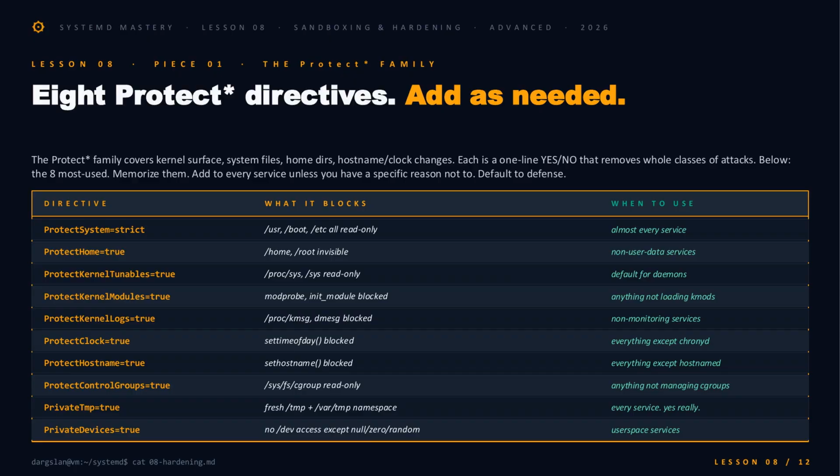So let's meet the first family, the Protect* directives. 8 one-liners, each a yes or no switch, each closing off a whole category of attack. ProtectSystem and ProtectHome lock down the file system. The 4 kernel ones, tunables, modules, logs, control groups, shrink kernel surface. ProtectClock and ProtectHostname stop an attacker rewriting time or identity. And PrivateTmp and PrivateDevices give you a clean slate per service. Default to defense. Turn them on, then justify any you leave off.